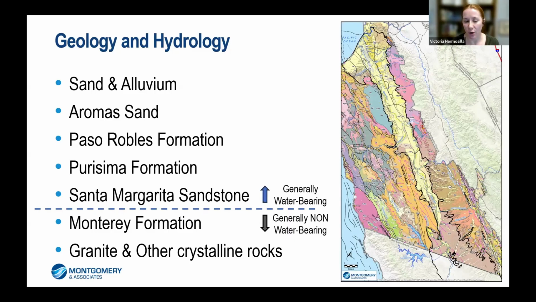Now, this line that I'm showing separates the generally water-bearing units from the generally non-water-bearing units. So below this line, the Monterey Formation, granite, and other crystalline rocks, these are rock units that generally don't make water. So we consider them basement or bedrock units. And then all of the units that are above this line are generally water bearing, where a lot of production wells are situated, and they make water sometimes better, sometimes less good than others, but this is generally where we find our water.